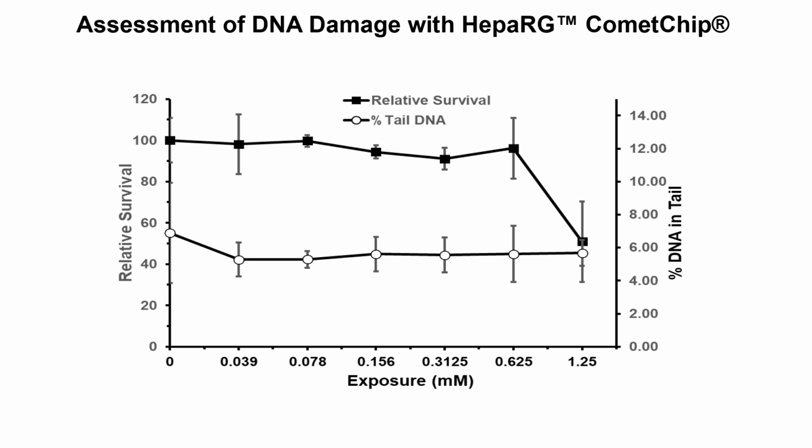Even if we cause a cytotoxic dose here, killing about 50% of the cells, there's still no increase in genotoxicity in HepaRG cells exposed to concentrations up to 1 millimolar of naphthalene. So with the Comet assay, DNA damage assessment, there's absolutely no indication of genotoxicity by naphthalene.